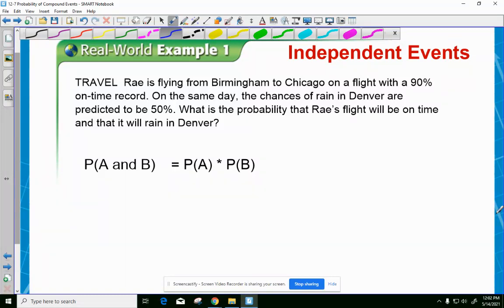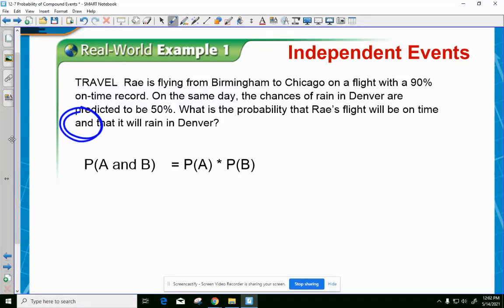So to find the probability of the flight being on time and there will be rain in Denver, and that's a big word when you're talking independence versus dependence, the fact that both of them are going to take place, we're going to multiply those results together. Okay? So here's what we've got to look at first.